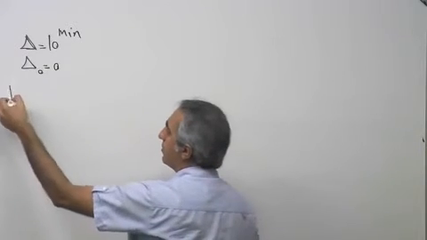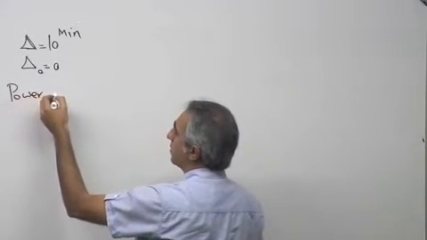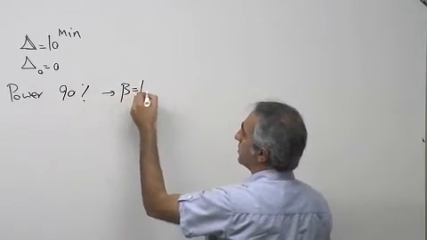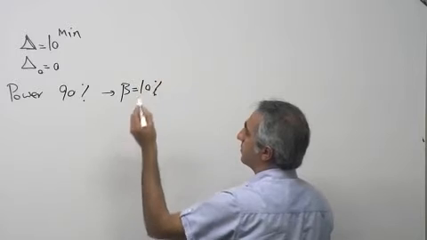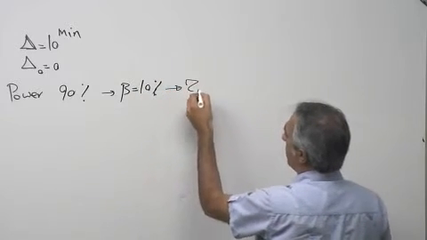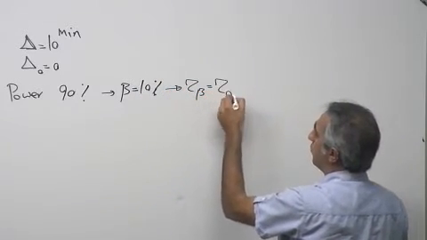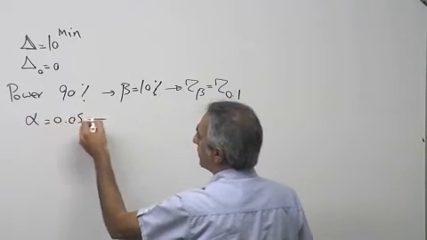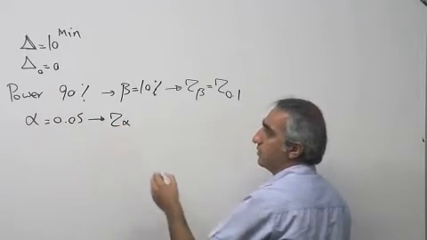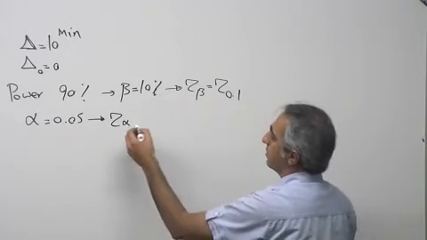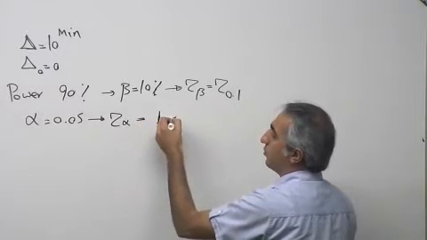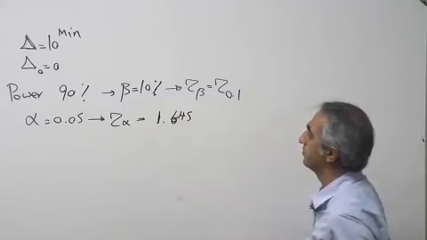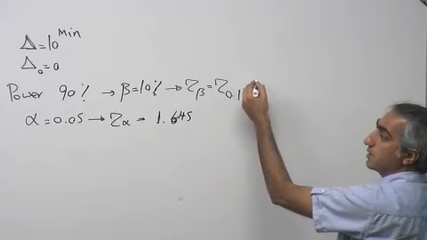Okay, so power is 90%, which means beta is 10%. Therefore, z of beta is z of 0.1. Alpha is 0.05. Z of alpha, this is one-sided, is 1.645. And this guy is 1.28.